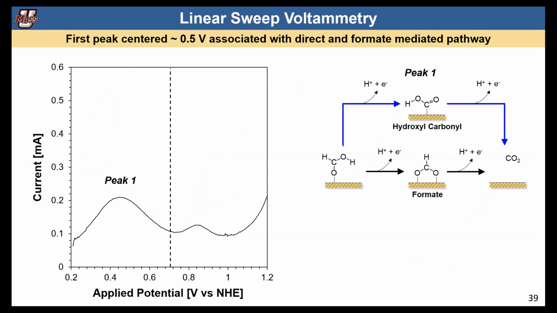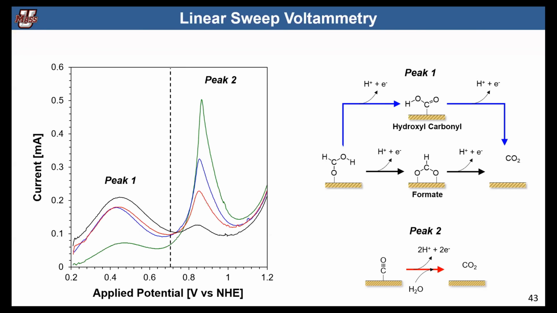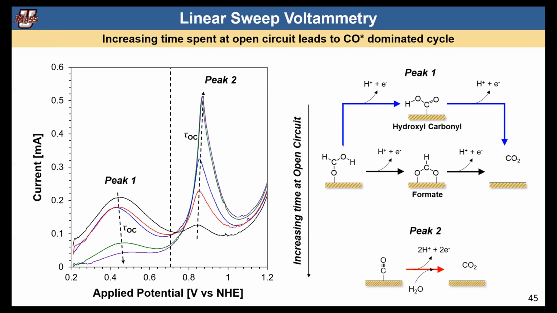The first one at a lower potential is associated with the more purely Faradaic pathways, and the second one is associated with the CO oxidation of the surface. So if our hypothesis is correct here, what we should see is that as we spend more and more time at open circuit before ramping the potential, you should see peak 1 decrease and peak 2 increase. And that's exactly what we see here as we keep increasing our open circuit time. So it suggests the more you're at open circuit, the more carbon monoxide you build up, the more you will get of this second peak over here.